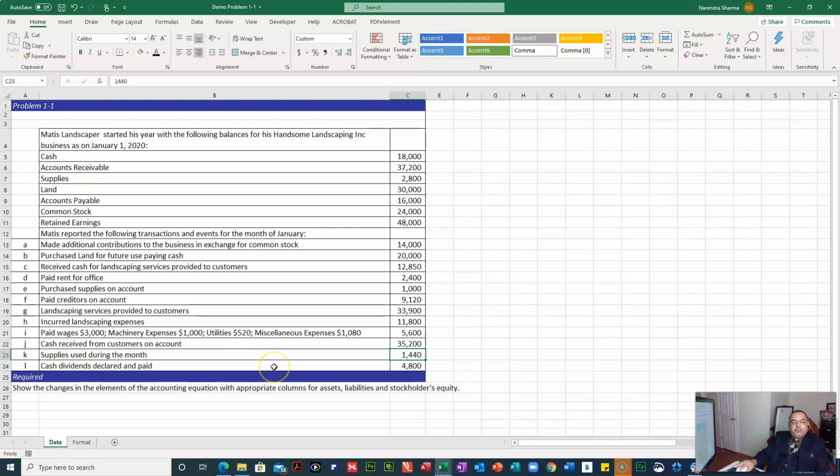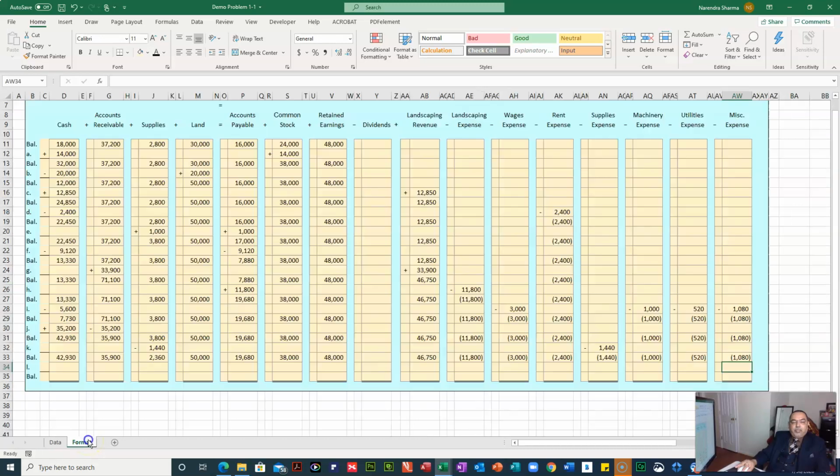So that is cash dividends declared and paid, 4,800. So paid means cash is going out. So I'm going to write minus, and the amount is 4,800. I'm going to go all the way to dividend and say that as minus 4,800. Now the dividend is subtracted because it reduces the stockholders' equity. Here it is subtracted because I'm paying cash. So the new balance is going to be 38,130 for cash. That's the final balance.